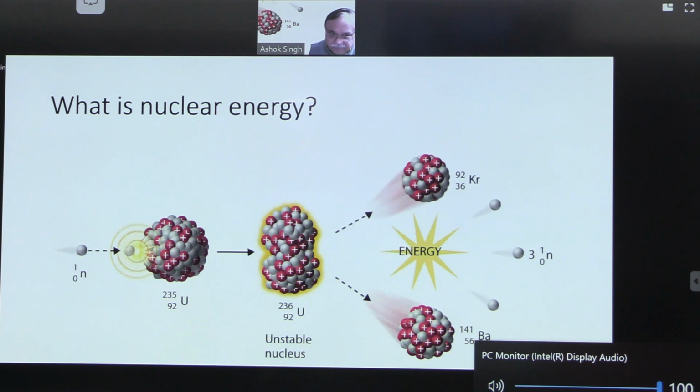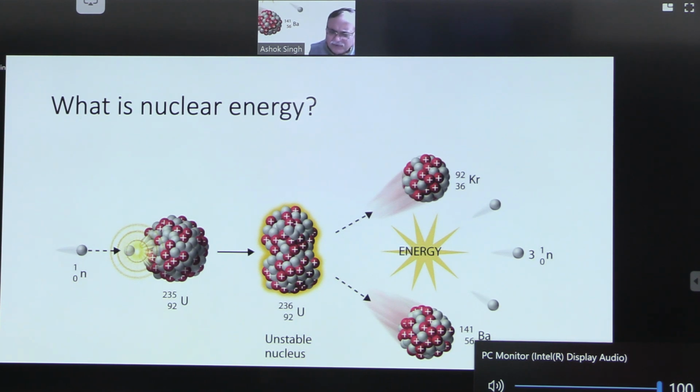Now, nuclear energy from uranium. Look at the uranium nucleus. This is what is written as 235 92. 235 is the mass number, 92 is the atomic number of uranium. This is the uranium nucleus. Now the way it is split is you bombard it with neutrons. So a neutron comes and hits this.